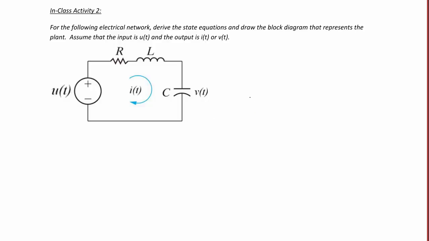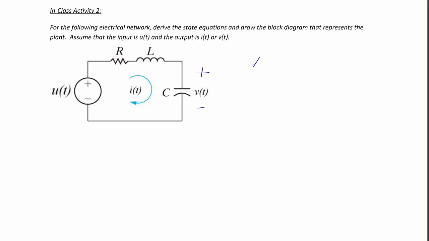In class activity 2, for the following electrical network, derive the state equations and draw the block diagrams that represent the plant. Assume that the input is U of t and the output is either I of t or V of t. We'll see how that changes the final answer. Note that I'm marking the polarity on V of t here, positive on top, negative on the bottom.